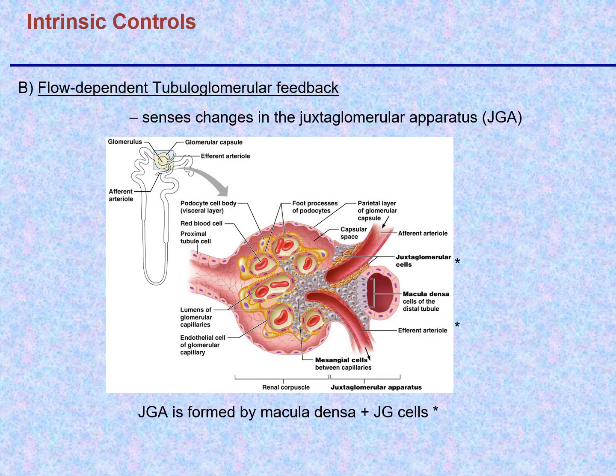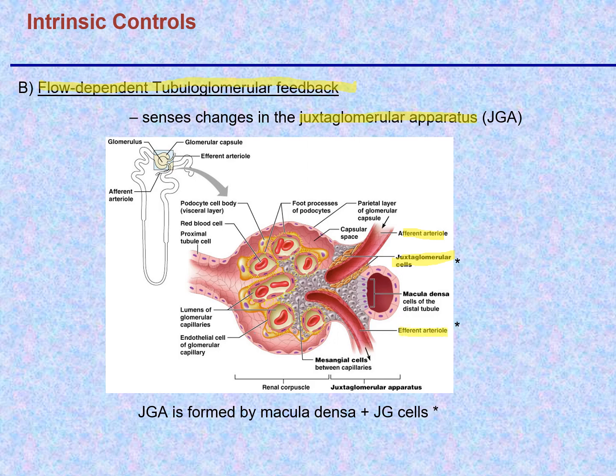So here, the second control mechanism that mediates autoregulatory effects is flow-dependent tubuloglomerular feedback. This mechanism senses changes that are occurring to the juxtaglomerular apparatus. I remind you that the key cells involved in the juxtaglomerular apparatus are the juxtaglomerular cells around the afferent arteriole as it enters into the glomerulus, and also there are a few juxtaglomerular cells apparently around the efferent arteriole.